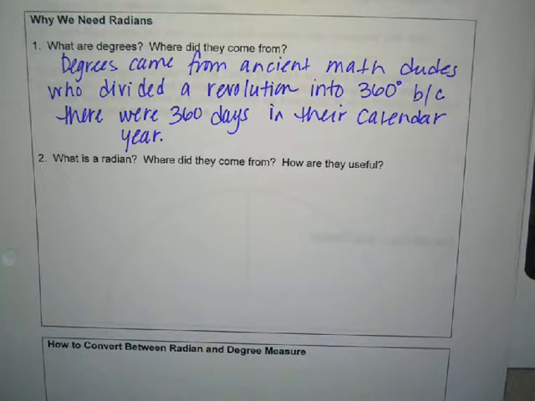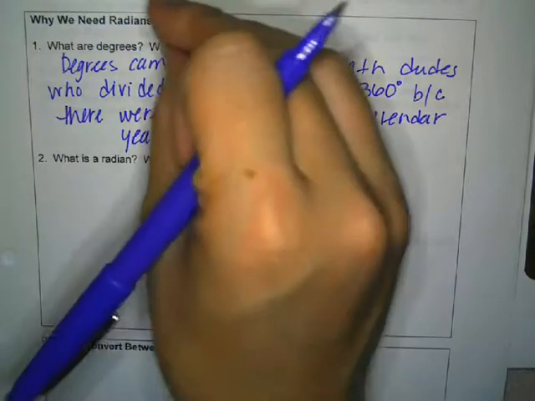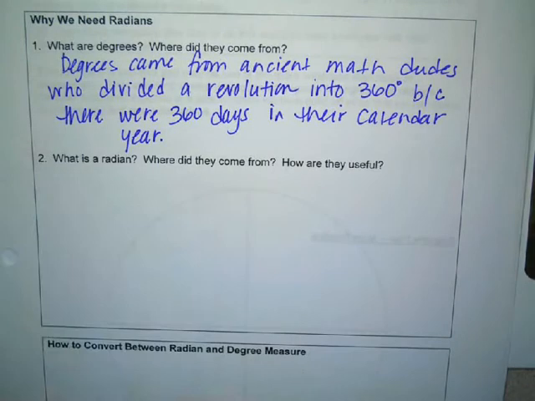Okay, one rotation around the sun for the Earth takes us 360 days, so we're just going to make 360 degrees represent that. Radians, however, allow us to work with situations that actually model more real-world phenomena.